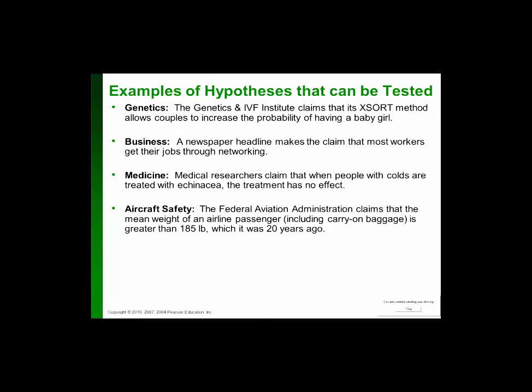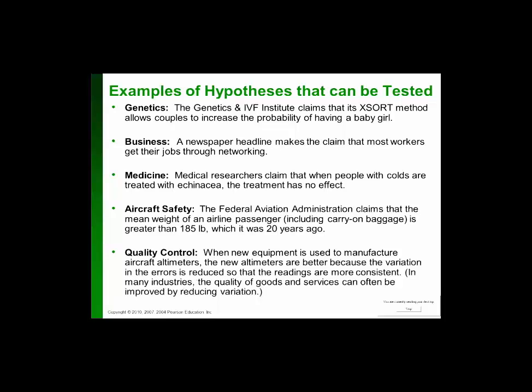When new equipment is used to manufacture aircraft altimeters, the new altimeters are better because the variation in errors is reduced so that the readings are more consistent. What does that make you think of? The variation in errors is reduced. Which population parameter is that referring to? The standard deviation. All right, the standard deviation is reduced. When we were talking about the thermometers, which we're supposed to measure 0 when put in ice water, we said actually they may measure 0.001 or 0.999, but the less variation there is among those readings, then the more precise the thermometer is. I'd rather my pilot's altimeter be precise than a thermometer in an ice bath be precise.